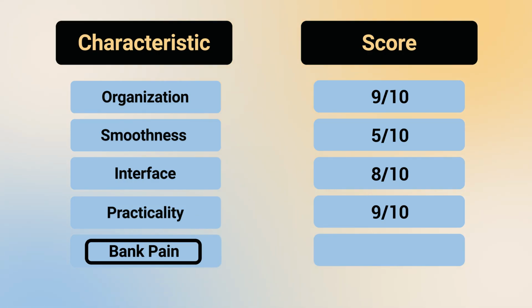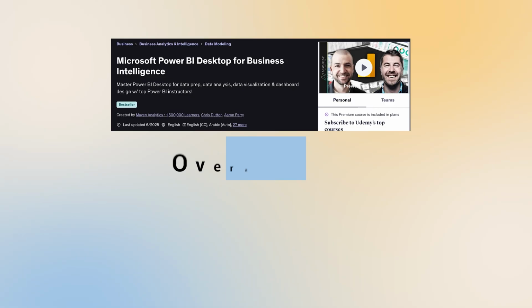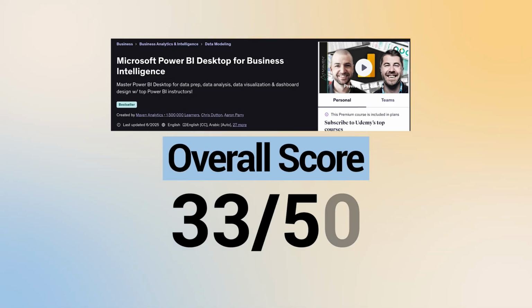And finally, bank pain. This is an expensive course, $125. Now, Udemy does have sales quite often, but if we're going on base price alone, this is quite expensive. So for bank pain, we're giving it a 2 out of 10. That brings the overall score to 33 out of 50.